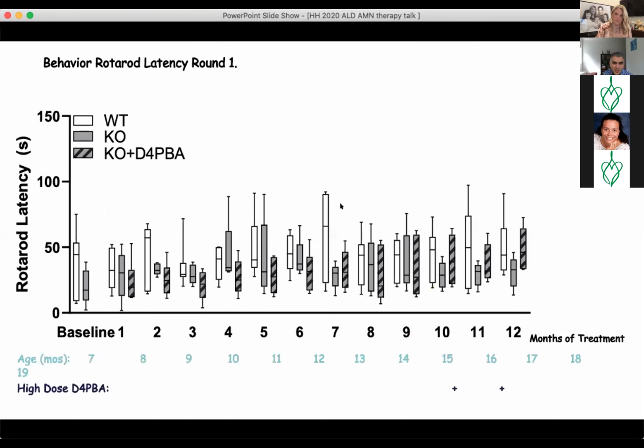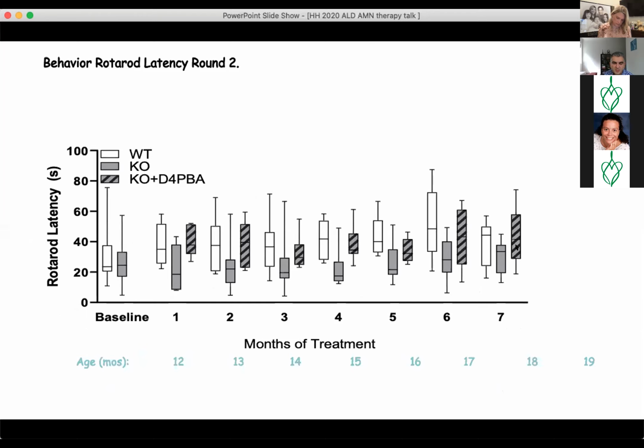So we've been treating ALD mice now for a long time with this drug. We have done 2 different rounds of behavioral studies, and it looks like if we treat these mice long enough with this drug on a weekly basis as an injection, their motor deficit seems to be prevented. We have done this now in 2 rounds. This is round 1, and this is round 2.